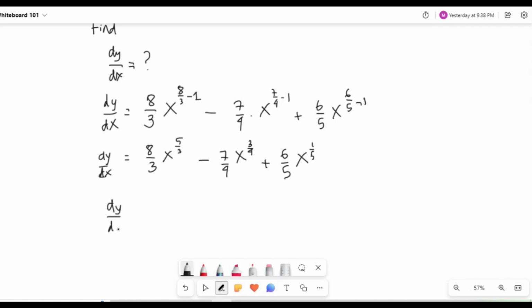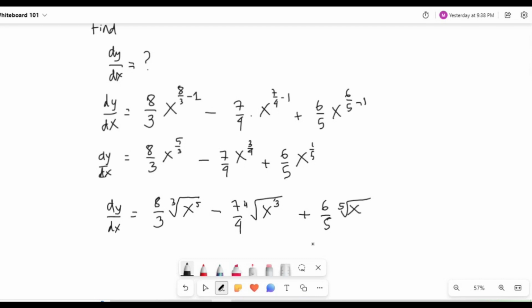But if you want to make it into better shape, yes, you can do it by putting it back into root form. So it's going to be 8 over 3, x to the power of 5, and this one is going to be a cube root because we have over 3. Minus 7 over 4, x power of 3, sorry, my bad, power of 3 is going to be fourth root. And same as this, I have the fifth root of x.